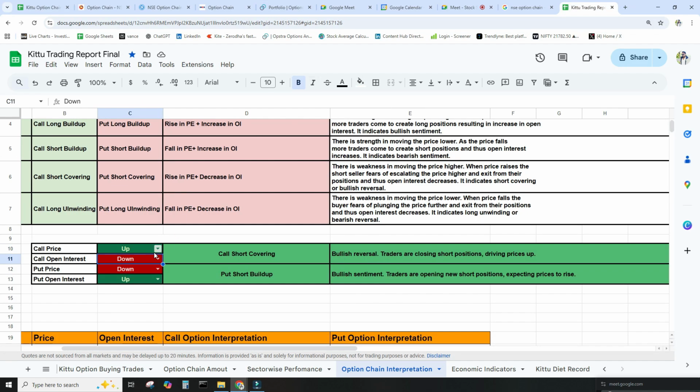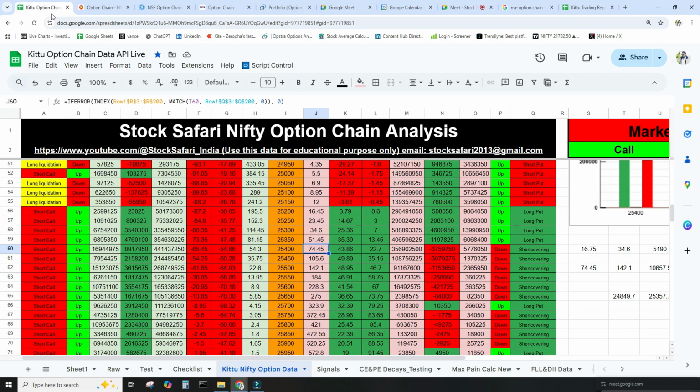Now I think this is clear, right? If price is increasing, open interest is increasing, that we need to consider as long build up. If price is increasing, open interest is decreasing, that we call it a short covering. Bullish reversal, traders are closing their short positions. Now let us take the same example here. Let us consider the call price is dropping and open interest is building up. So in these conditions, what it means, there is some bearish sentiment in the market. Traders are opening a new short position, expecting the prices to fall further. So for this example, again let's go to the option chain here.